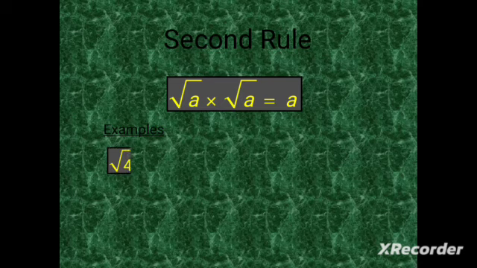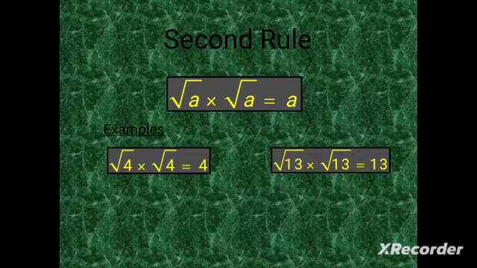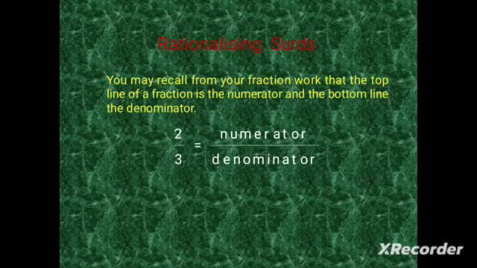Now some few examples to illustrate more. Square root of 4 times square root of 4 is equal to 4, because we are looking at the rule and trying to prove that rule. So that is example number 1. Example number 2, square root of 13 times square root of 13. It is 13, because you get square root of 169, and square root of 169 is 13. So that is what our rule is all about.